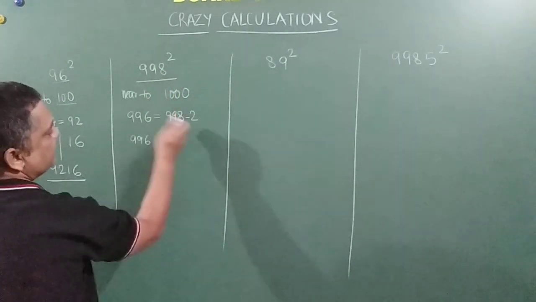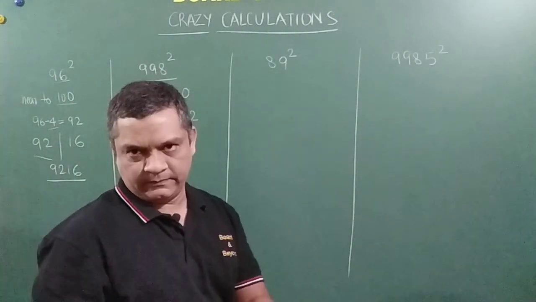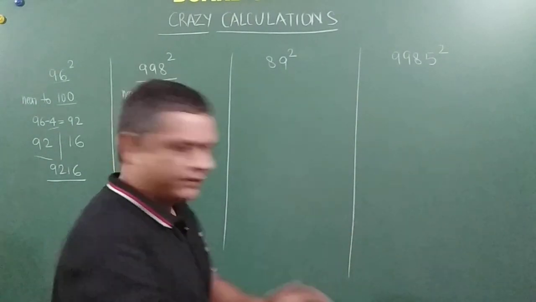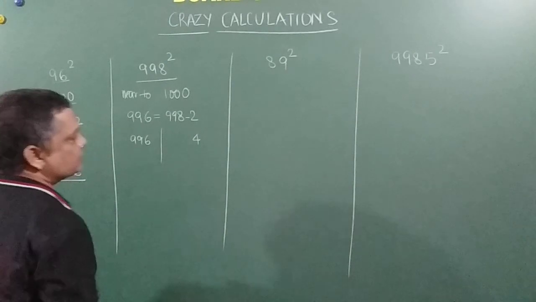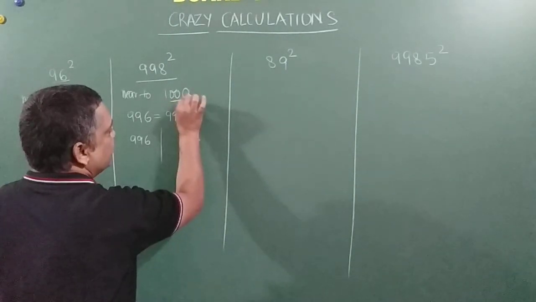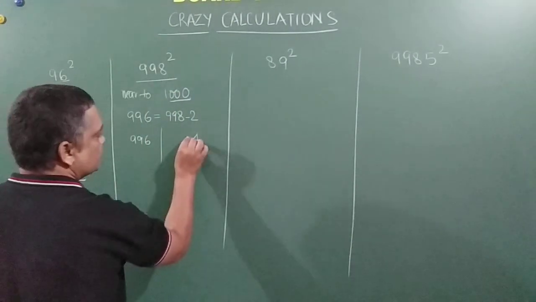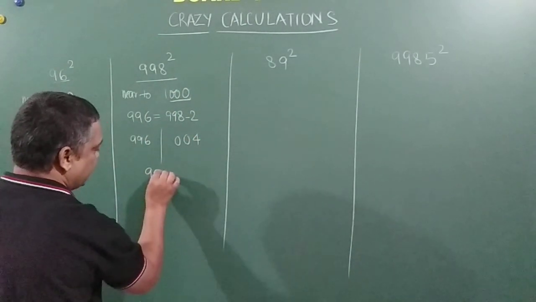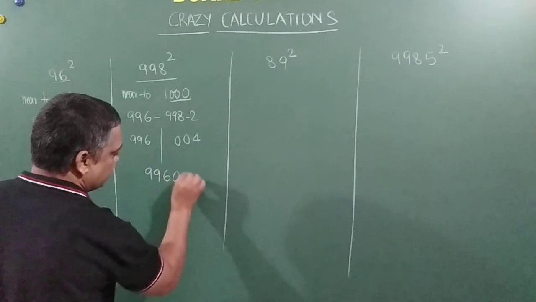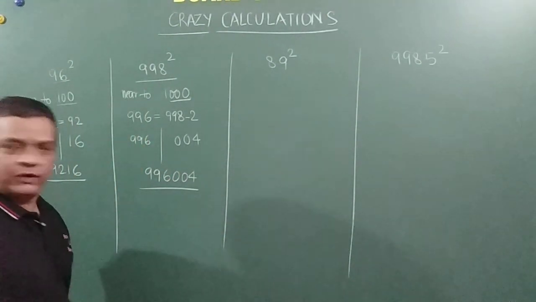Now how much have we subtracted? We have subtracted 2, so we will square that. 2 into 2 is nothing but 4. But you see how many digits are needed here? It is near to 1000, so 3 digits. So it is only 1 digit, so we will put 2 zeros. 996004 is the answer. You are getting it, my friends?